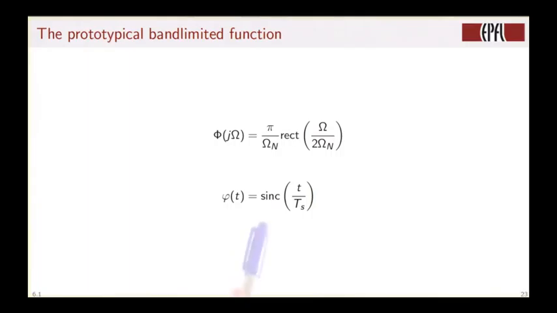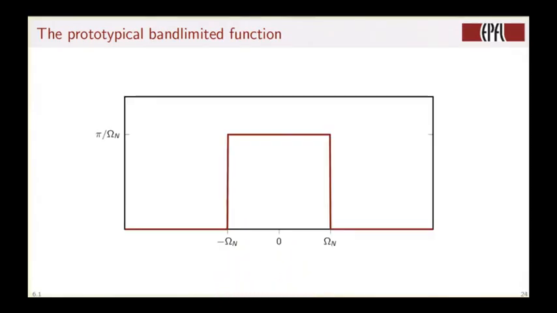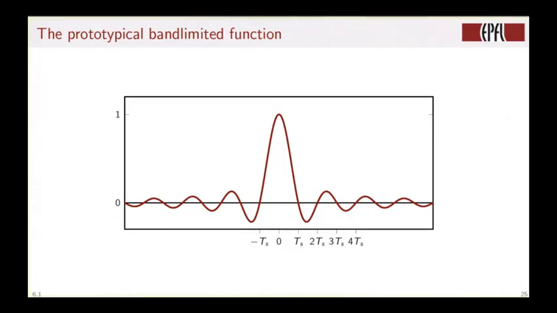So now we have this prototypical band-limited function. On the one hand, capital phi is the rect function, and phi(t) is the sinc function of t over Ts. We see it now in normalized fashion, so it's a box function from minus capital omega N to capital omega N. The height is π over capital omega N. Its time domain function phi(t) has a maximum at the origin equal to 1, and it has zero crossings at multiples of Ts.